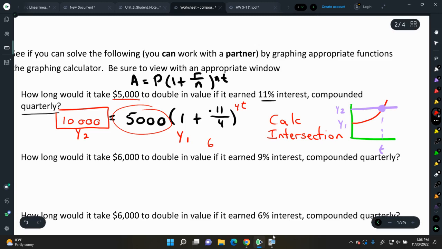So we're talking 6.39. Now what's the unit? Years, right. Okay.